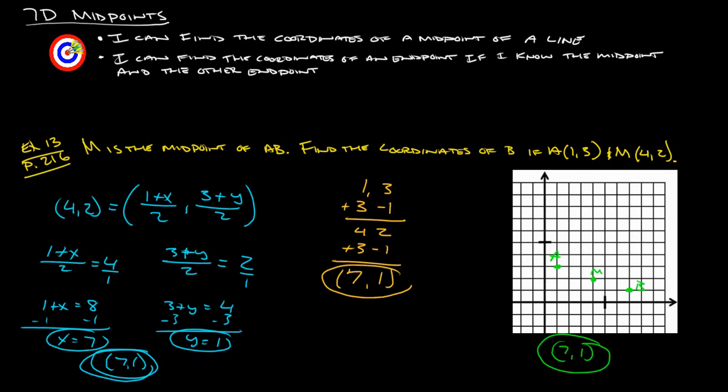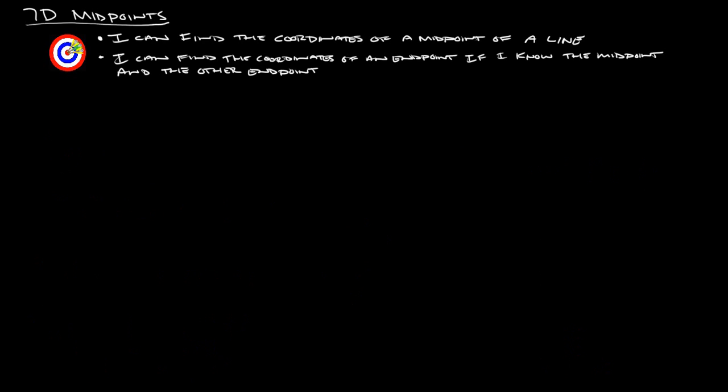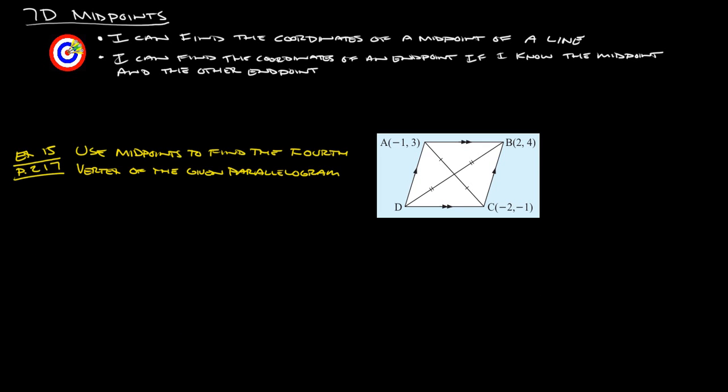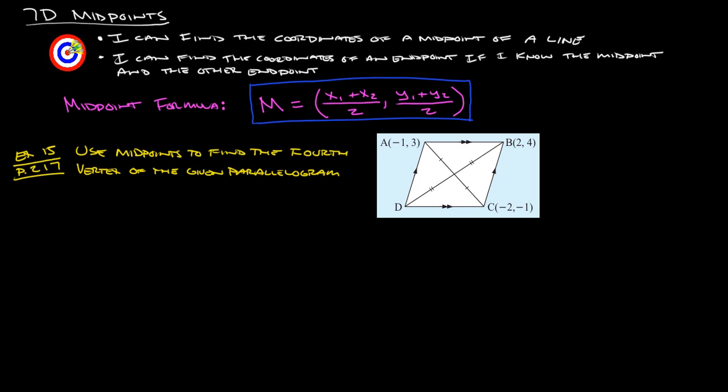So there is a third way to get your midpoint. And again, you'll notice all three of them give us the same correct answer. Alright? Okay, let's take a look at one last example, and then away we go. So we're going to use the midpoints to find the fourth vertex of the given parallelogram. Okay, and again, just to remind you, there's our midpoint formula.